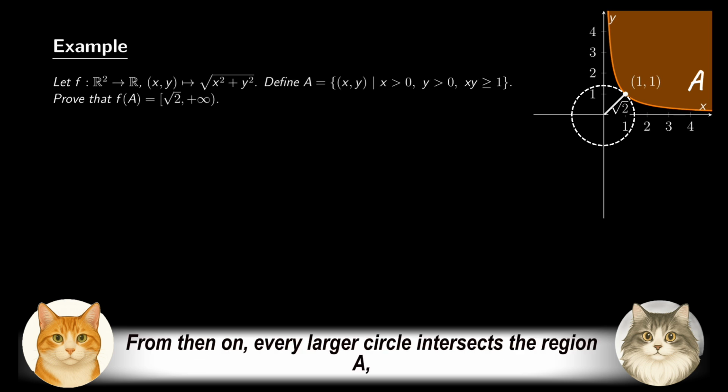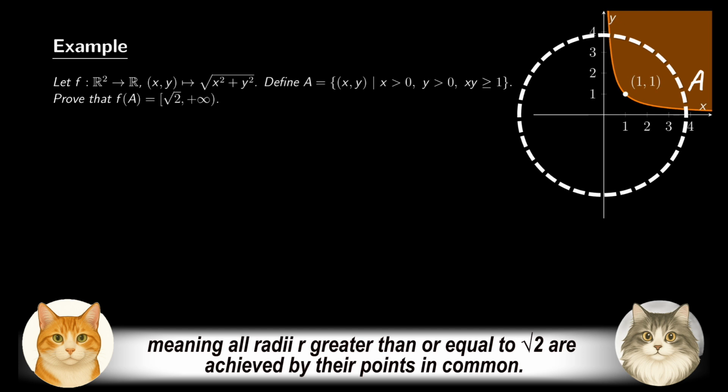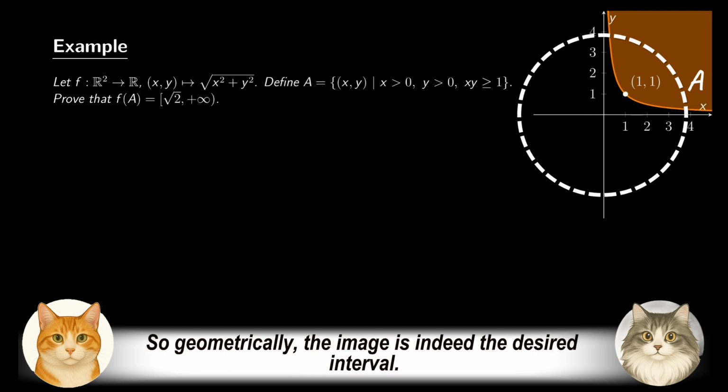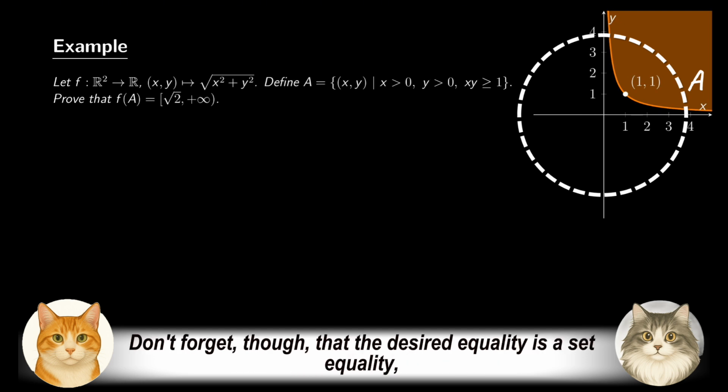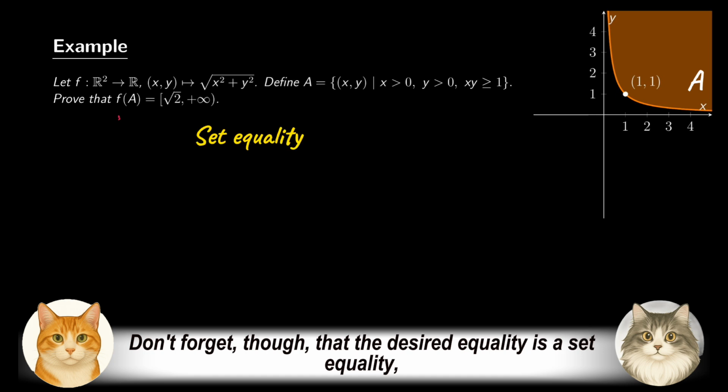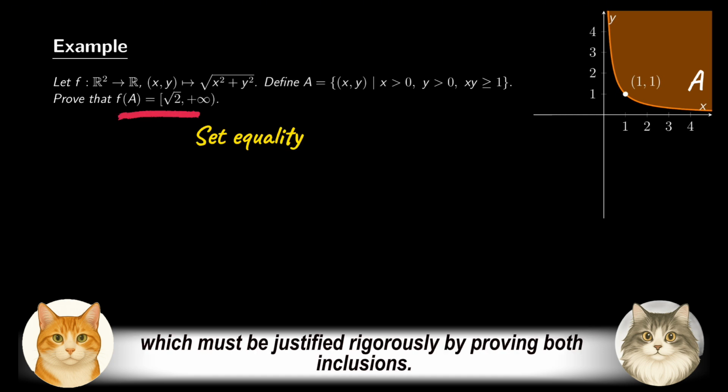from the origin. From then on, every larger circle intersects the region A, meaning all radii r greater than or equal to square root of 2 are achieved by their points in common. So geometrically, the image is indeed the desired interval. Don't forget, though, that the desired equality is a set equality, which must be justified rigorously by proving both inclusions.